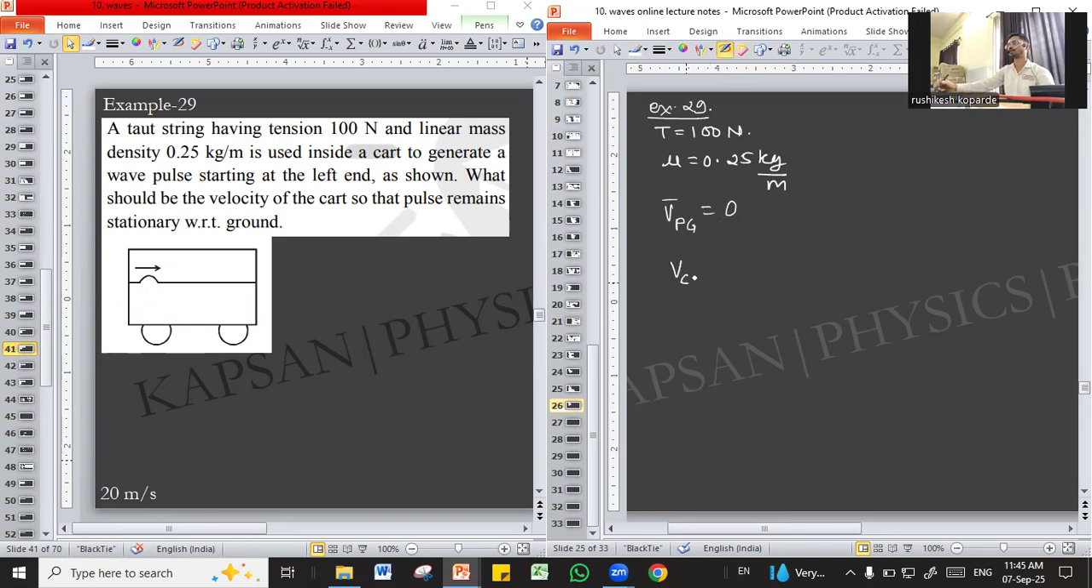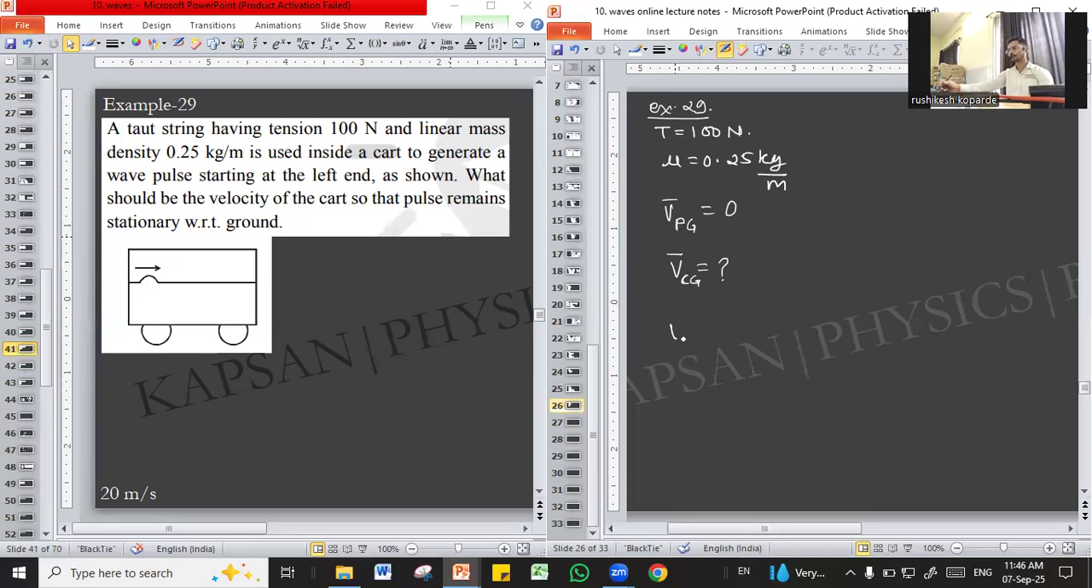What should be the velocity of the cart? We want the velocity of the pulse with respect to ground to be equal to 0. So what should be the velocity of the cart with respect to ground? This is the question. What should be the velocity of the cart so that the pulse remains stationary with respect to ground? We want this pulse with respect to ground to be stationary.